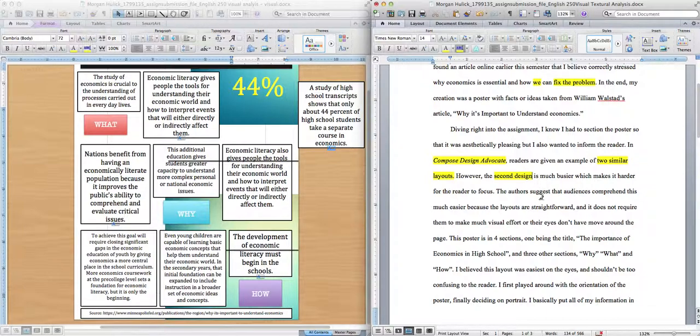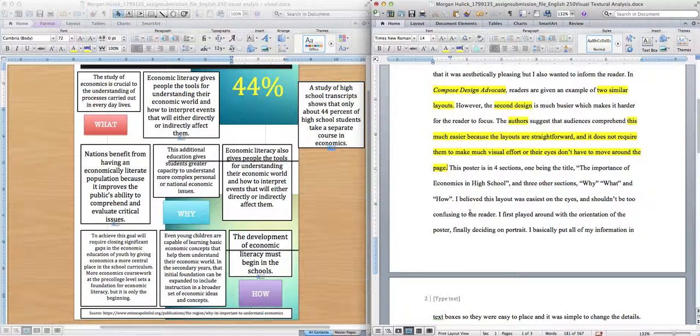The authors suggest that, so again, authors, we can say Wysocki and Lynch suggest that audiences comprehend this. What do you mean by this? This is a little vague. What is this referring to? This makes comprehend this much easier because the layouts are straightforward and it does not require them to make much visual effort, or their eyes don't have to move around the page. Okay, this is really just dragging on and not making much sense. I understand you're saying the eyes don't have to exert a lot of effort, but this is a run-on that keeps getting wordier.